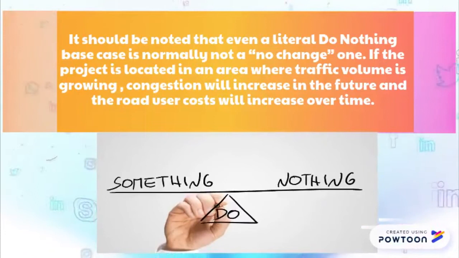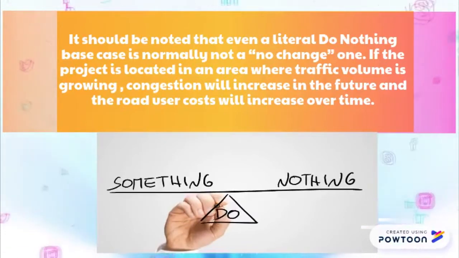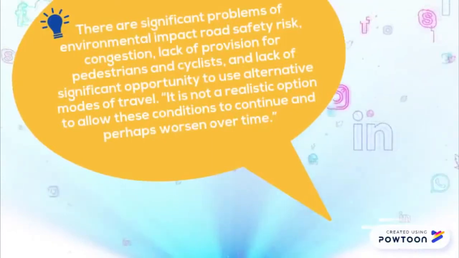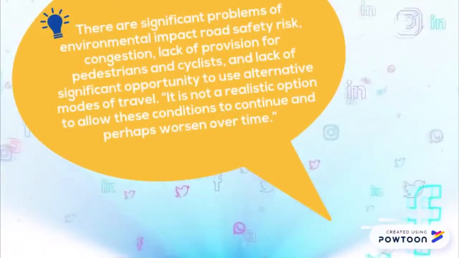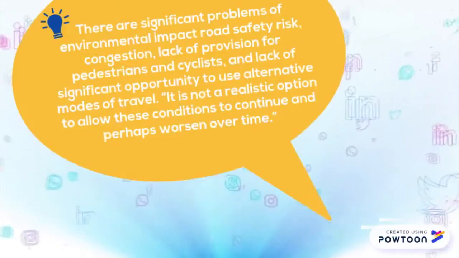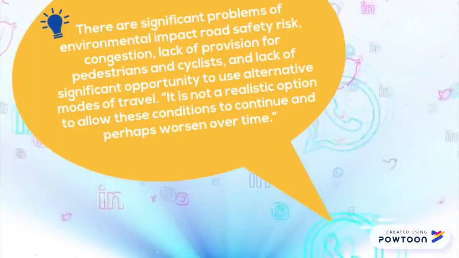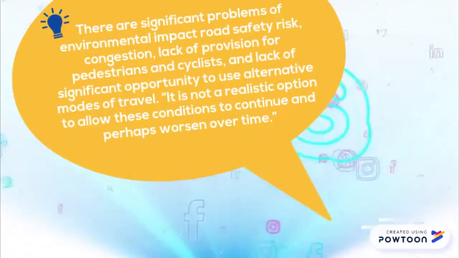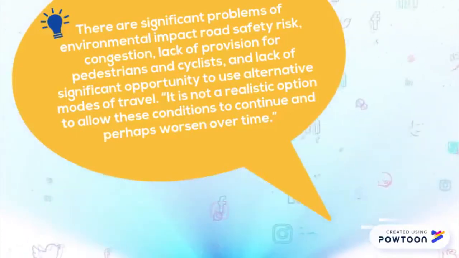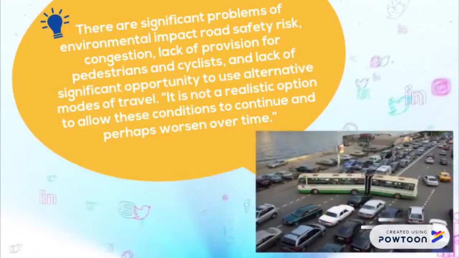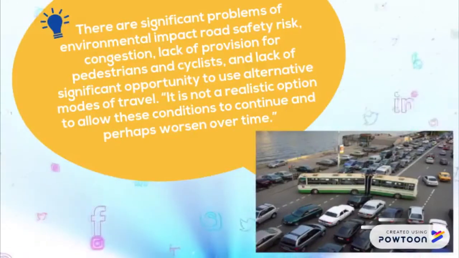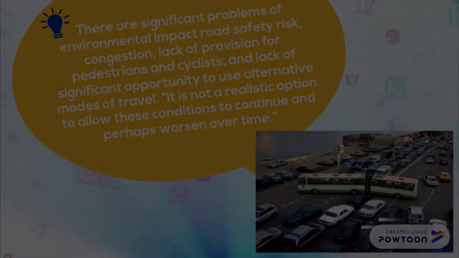So there are positive and negative impacts regarding this measure. There are significant problems of environmental impact, road safety risk, congestion, lack of provision for pedestrians and cyclists, and lack of significant opportunity to use alternative modes of travel. It is not a realistic option to allow these conditions to continue and perhaps worsen over time. Next, we move to the second measure.